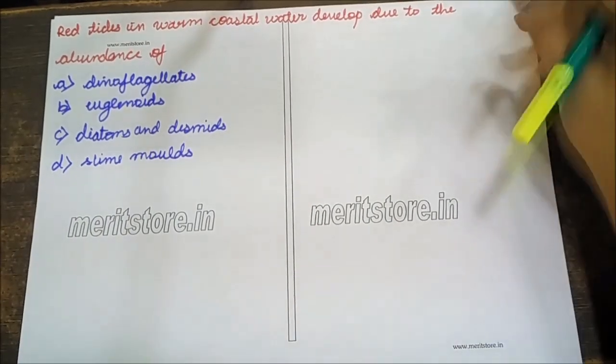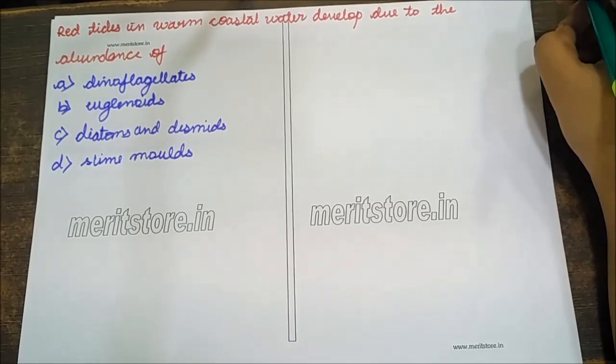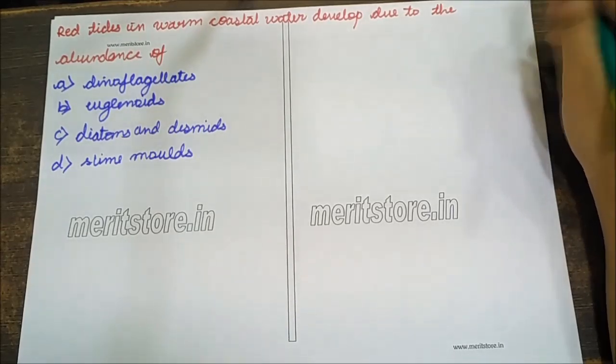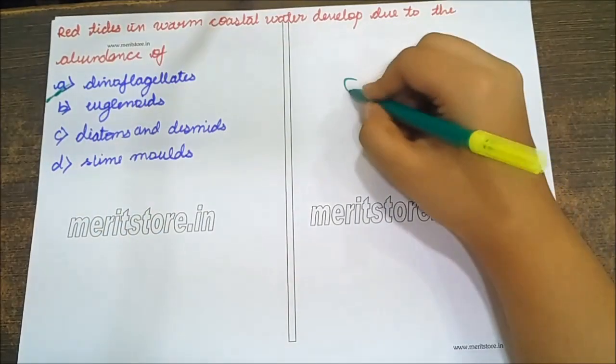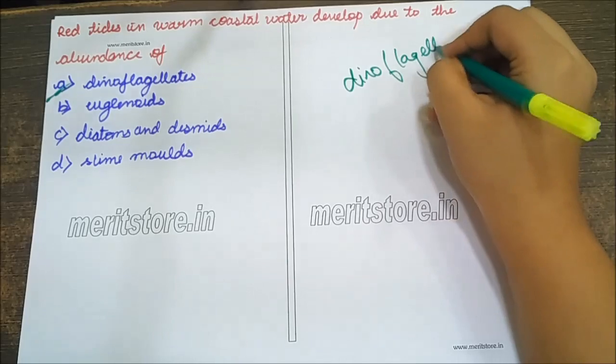Let's move on to the next question. Red tides in warm coastal water develop due to the abundance of dinoflagellates, euglenoids, diatoms and desmids, or slime molds. And the answer for this is dinoflagellates.